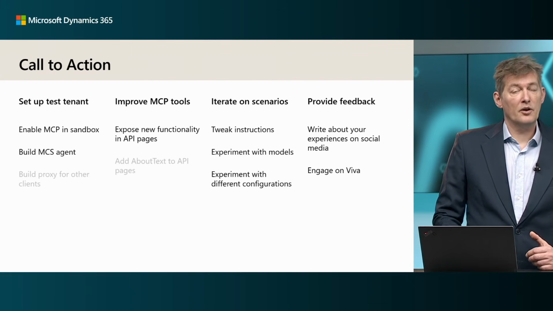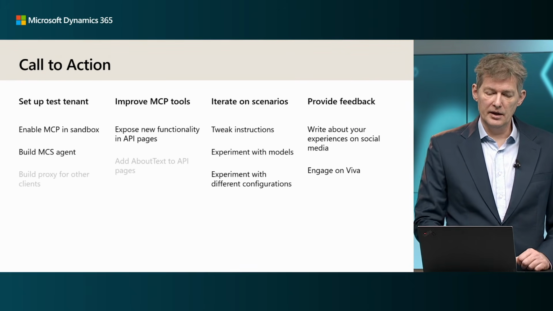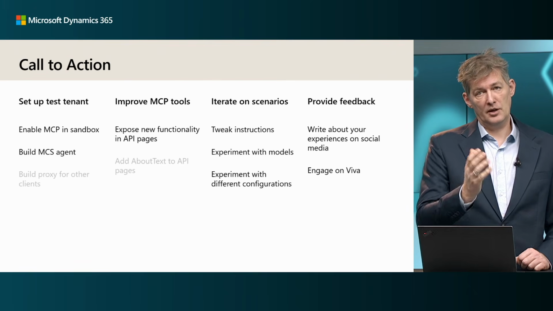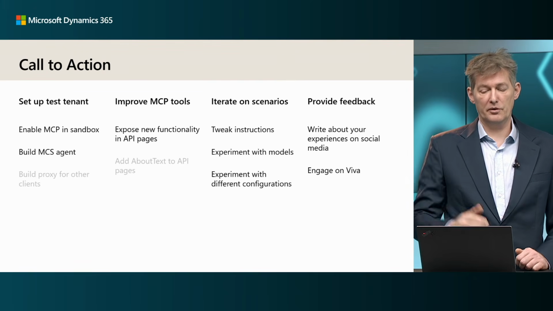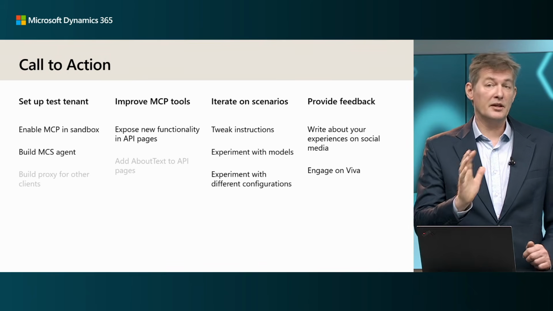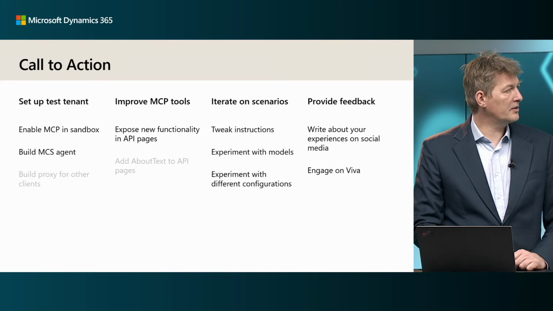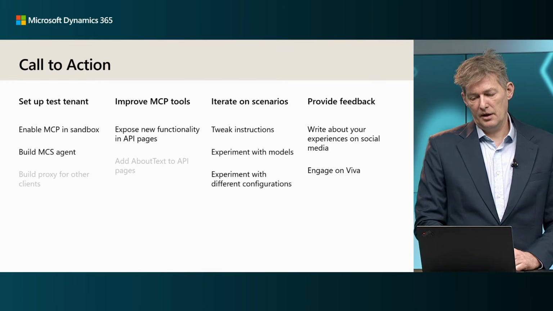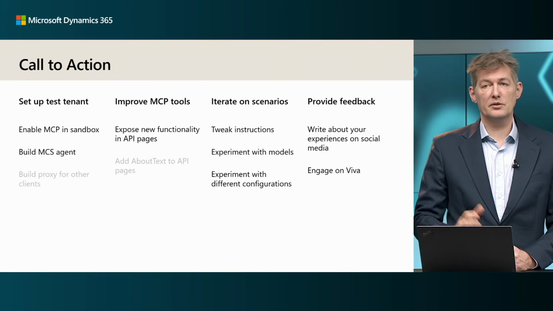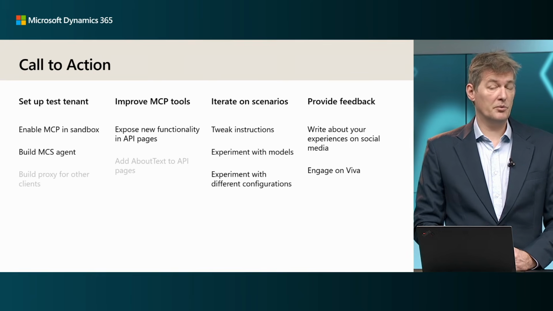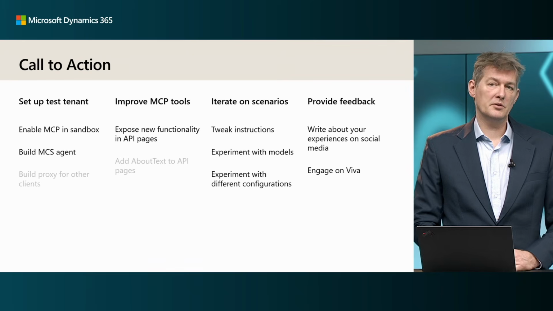Call to action. Compared to the last video, we have fewer things in gray. So expose new functionality in API pages if you want to use configurations. Start experimenting with different configurations, maybe also set up multiple connections, multiple agents, and as always, write about your experiences on social media and engage with us in the product group if there are things that are not working as expected.